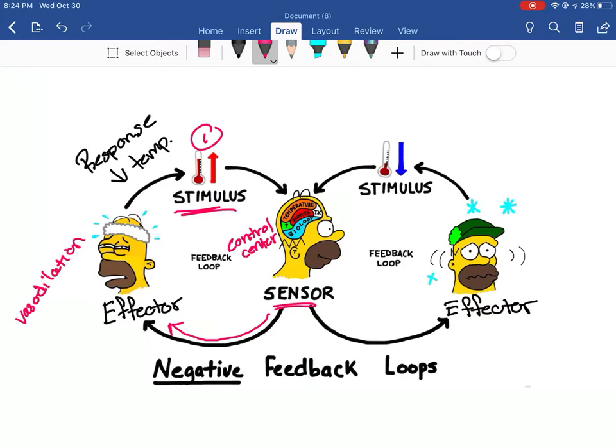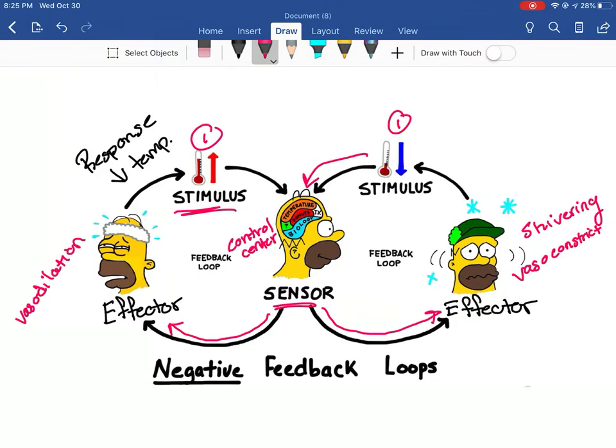So let's look at the other side really quickly. Let's take a look at the right side. Our stimulus is we see a decrease in temperature. Now our sensor picks that up, saying, hey, you're cold. Let's do something about it. Let's have something take effect. So the brain sends information to the effectors. In this case, it's the muscles. Hey, you need to start shivering. And hey, blood vessels, you need to vasoconstrict.